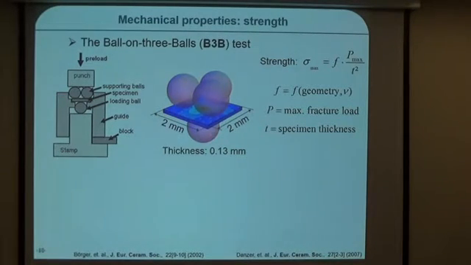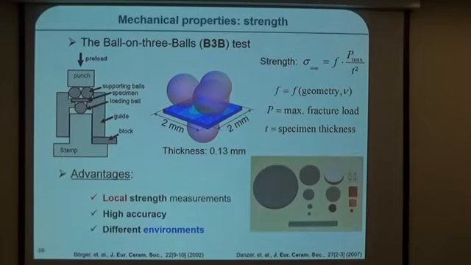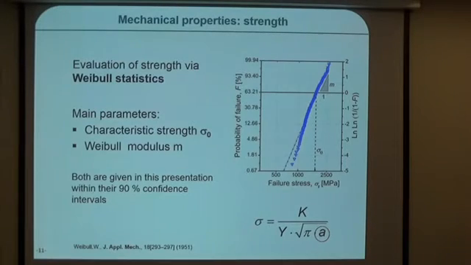We can see that the dimensions are very small, so we have 2 times 2 millimeter specimens, and the thickness is only around 130 microns. Some advantages of this test are that you can do very local strength measurements, you have a high accuracy due to the well-defined geometry and the low friction, and the tests can be performed in different environments. For our materials, due to the big scatter in strength values, we choose to evaluate them using Weibull statistics.